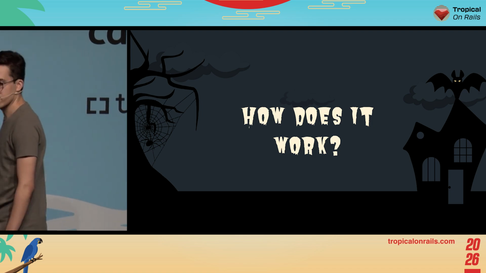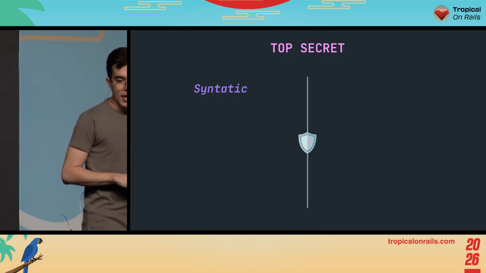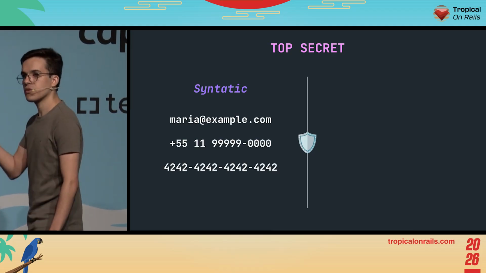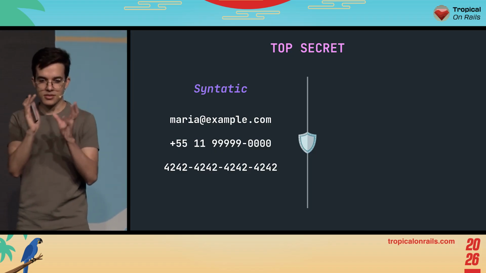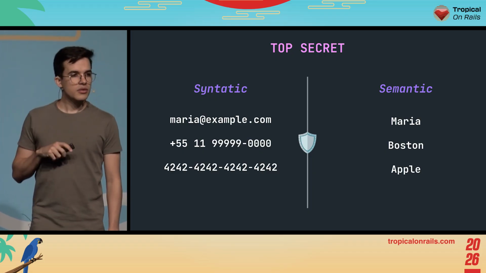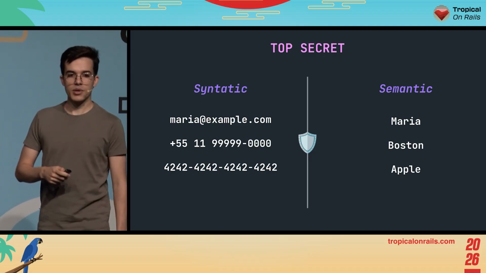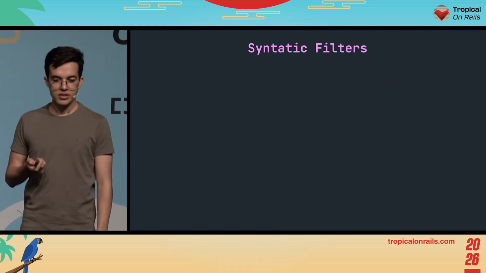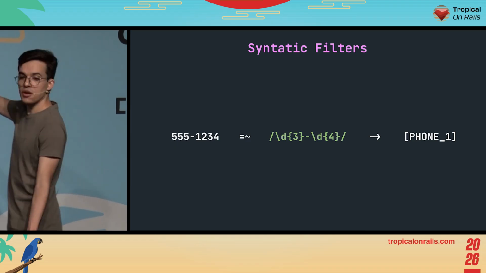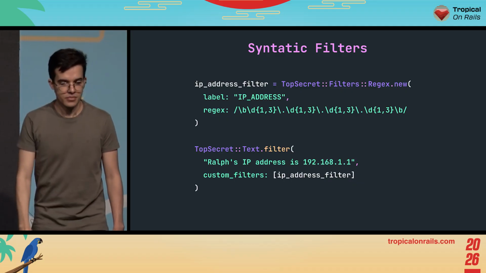So how does it work? Well, there are two sides to Top Secret. First, there are the syntactic filters, and those are triggered by the structure of the text alone. Think of emails or phone numbers or credit cards, just the format of it. And there are the semantic filters. Those take into consideration the context and the meaning of things, so people names, places, company names. Syntactic filters are simple. They use regexes. So if something looks like a phone number, it is a phone number. It's pretty simple, and you can add your own custom filters if you want to as well.